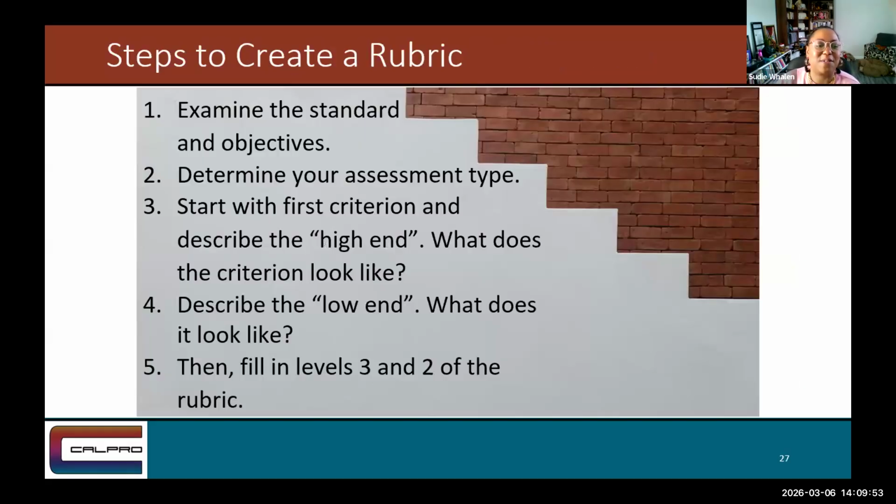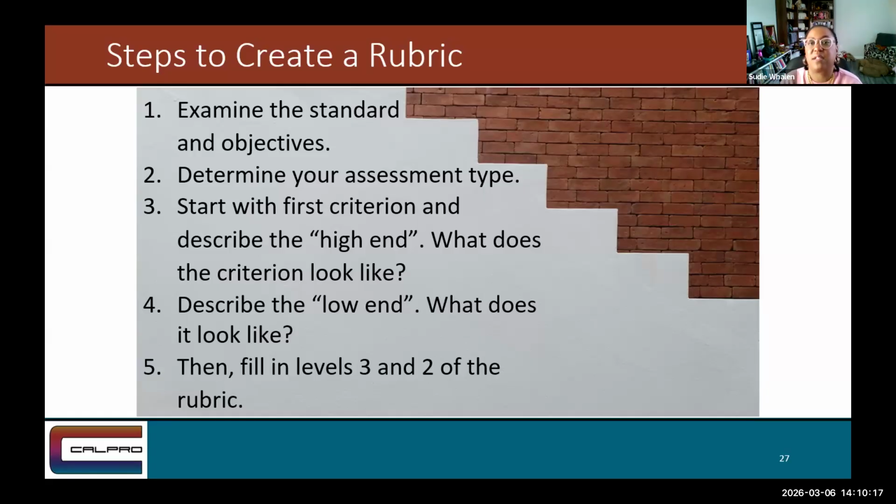So when we think about the steps to creating a rubric, we first want to examine the standard and the objectives. What were the objectives we were expecting our students to meet? Then you want to determine the type of assessment you're going to do. Start with the first criterion in describing what's the high end. Like, what does it mean if our students not only are proficient, but they can supersede this? Like, what does that look like? And then work that way back.